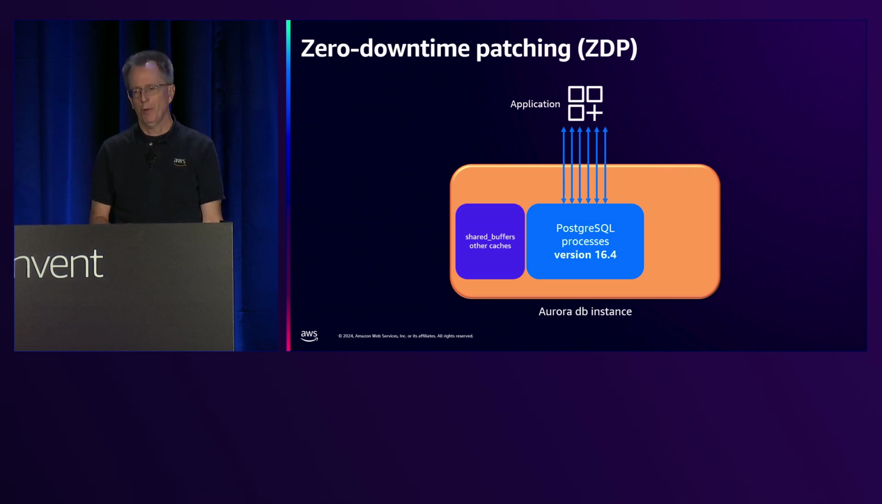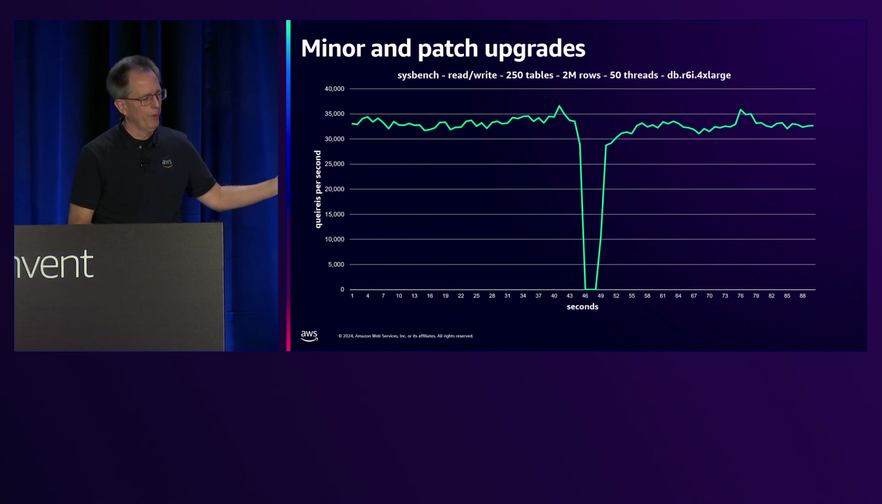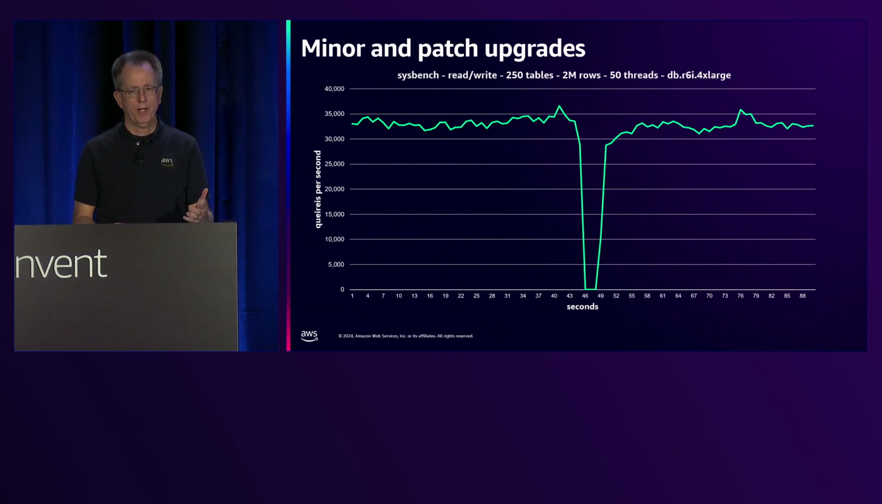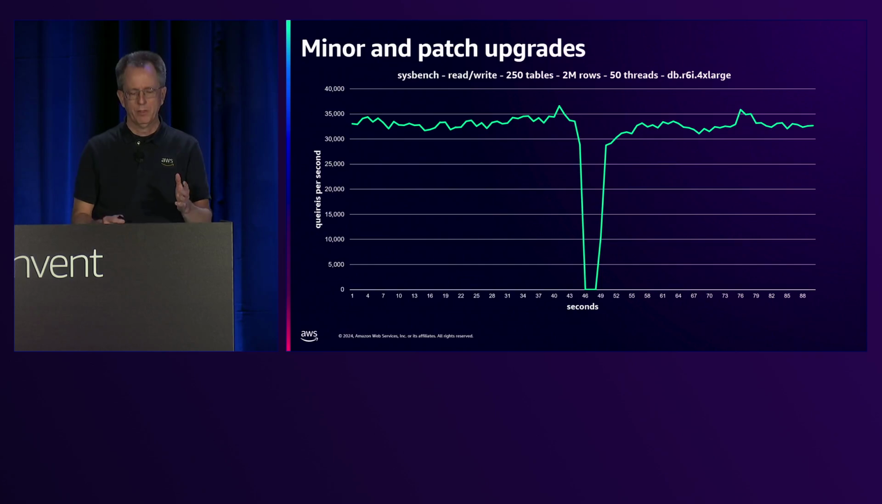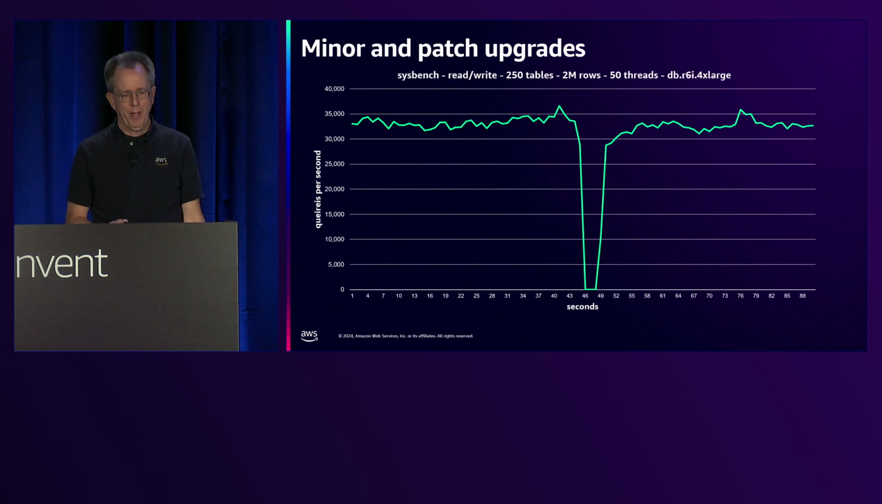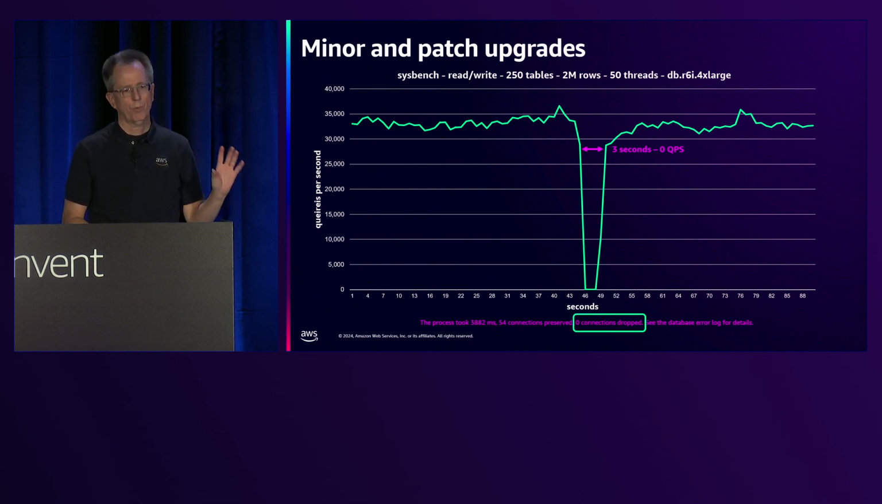Well, it used to take quite a while. Now it takes a lot less. This is a benchmark I'm running. Again, sysbench read-write this time. It's on a 4XL, so decent-sized instance. We're doing 35,000 QPS almost. So I end up doing that patch, and it's 3 seconds of 0 QPS, right? So we're done that minor version upgrade in 3 seconds. But the thing you'll notice is 0 connections were dropped because my transaction size is small.